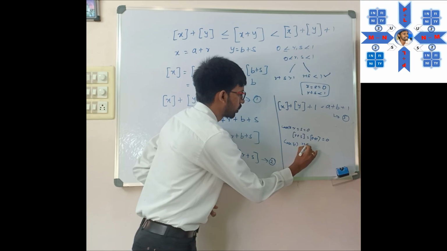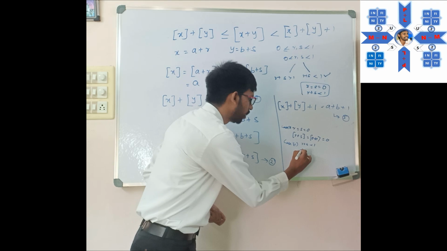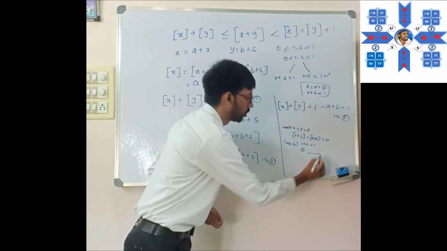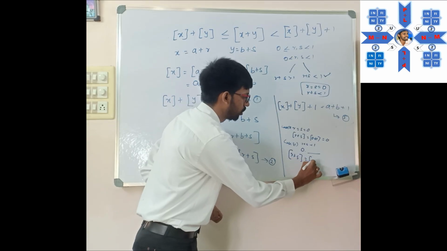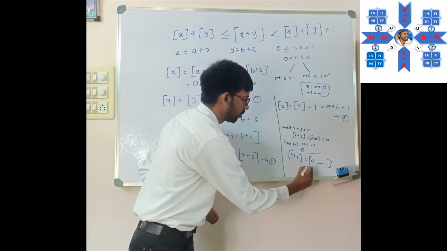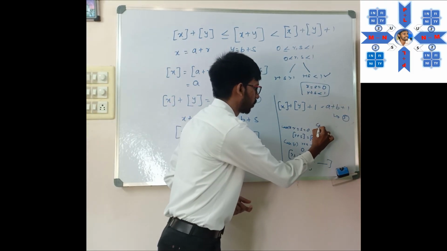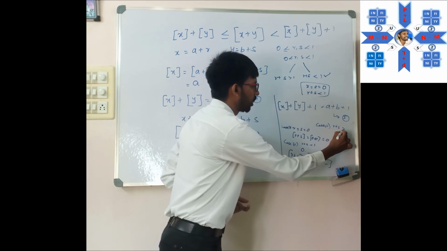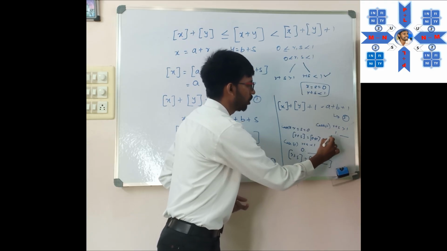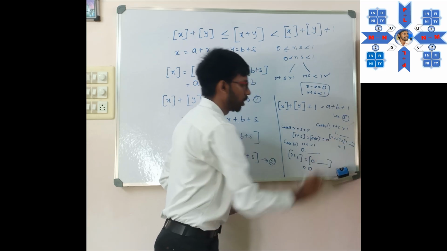So r plus s is less than 1. If it is less than 1, it will be 0 point something. So if I take the greatest integer function, it will be 0 point something, so that will be simply nothing but 0. Third case, if r plus s is greater than 1, it will be 1 point something. So the greatest integer function will be 1 point something, so that will be 1.